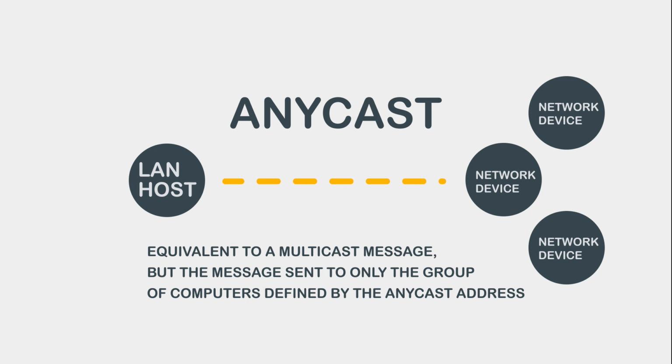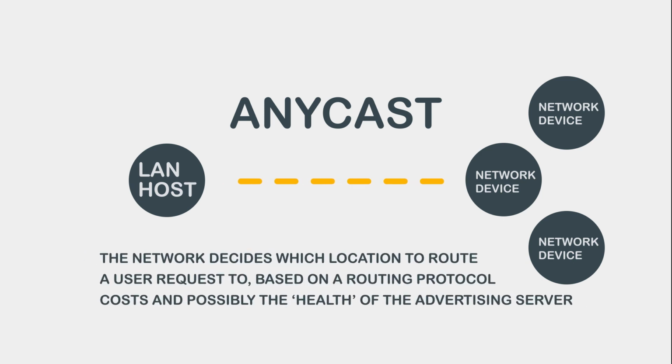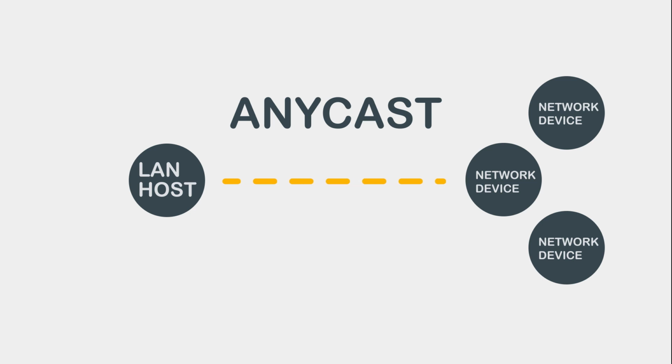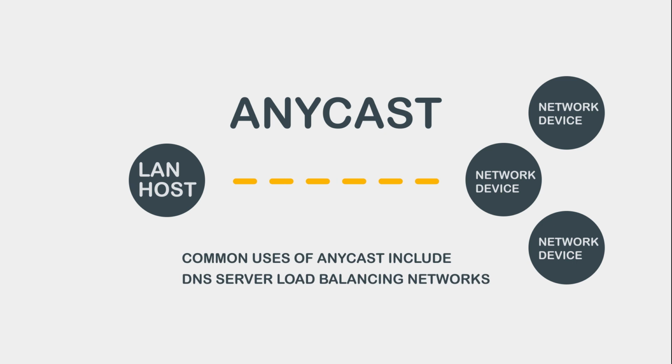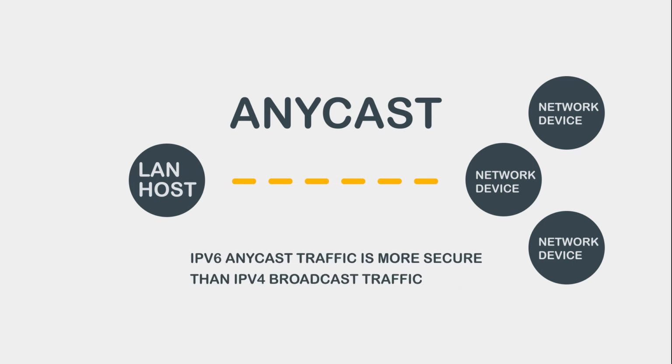When routing an ANYCAST message, the network decides which location to route a user request to, based on routing protocol cost and possibly the health of the advertising server. This is an easy way to provide load balancing and redundancy in networks. Common uses of ANYCAST include DNS server load balancing networks. The concrete addressing and dynamic routing make IPv6 ANYCAST traffic more secure than IPv4 broadcast traffic.